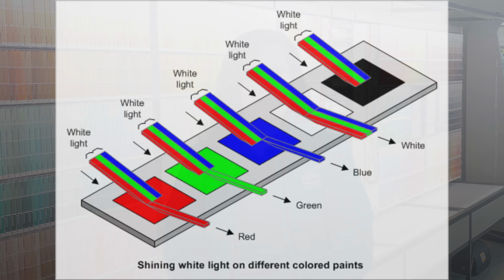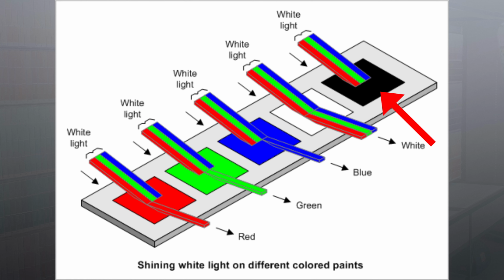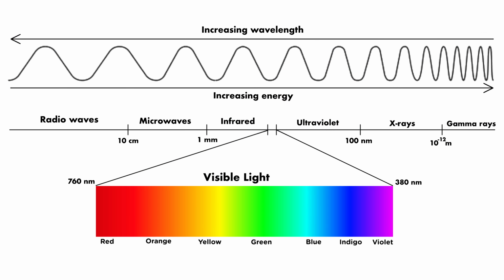The color of something depends on what wavelengths of light that object absorbs and which it reflects. For instance, if something appears black, then it is reflecting very little light, while if something appears white, it is reflecting almost all of the light that is hitting it. If an object appears to be red, then it is absorbing all of the light except for the light that has a wavelength of around 700 nanometers.